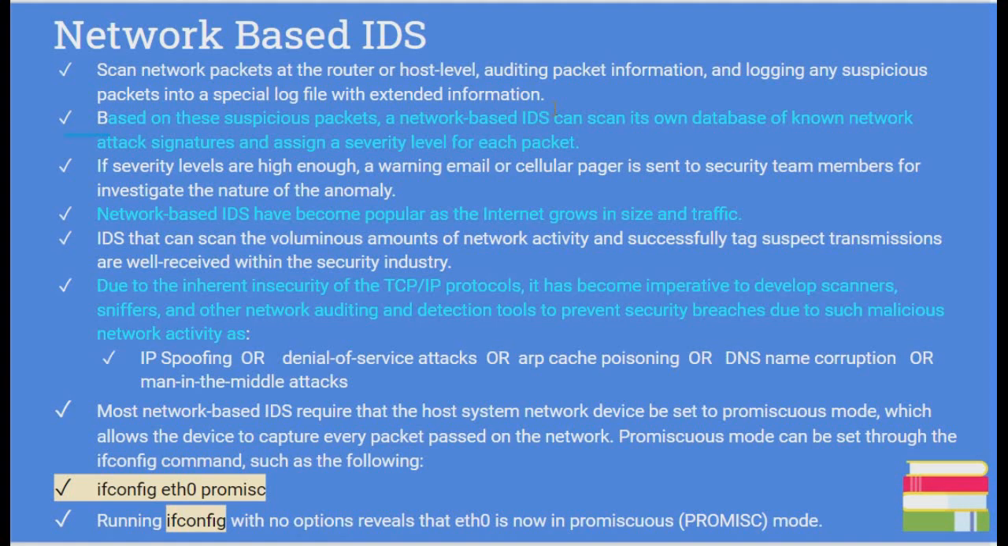If some packets are marked as severe, it has to send an alert or warning or cellular pager to the security team, so that security team members can investigate and see what kind of anomaly is there. Network based IDS have become more popular as the internet grows in size and traffic. IDS can scan a huge amount of data and successfully tag the suspicious or suspect transmissions.